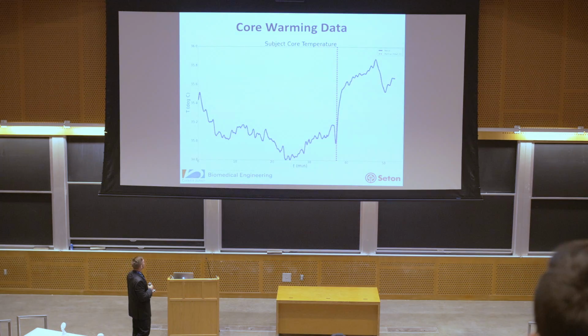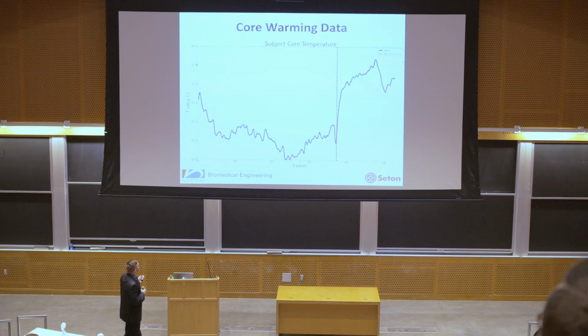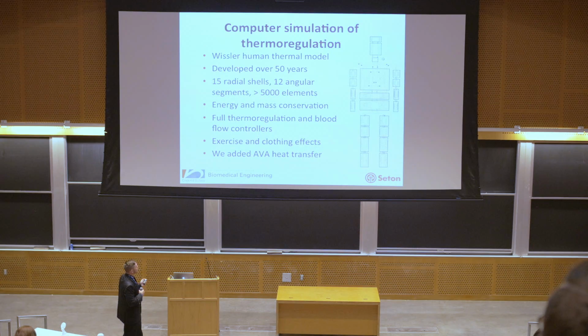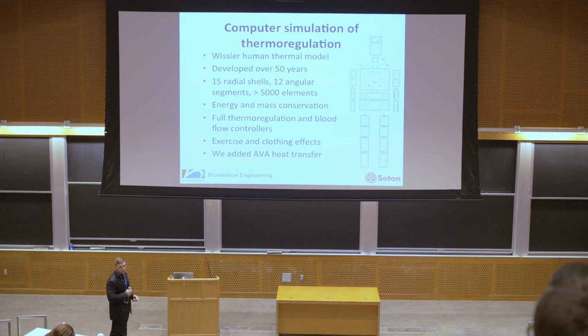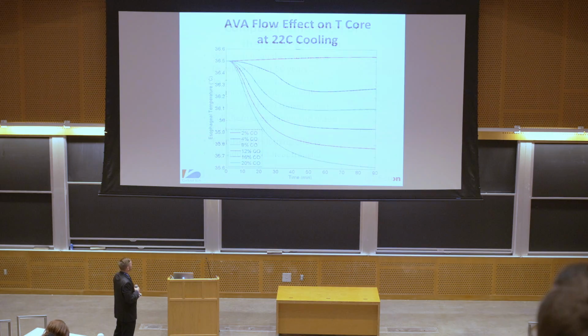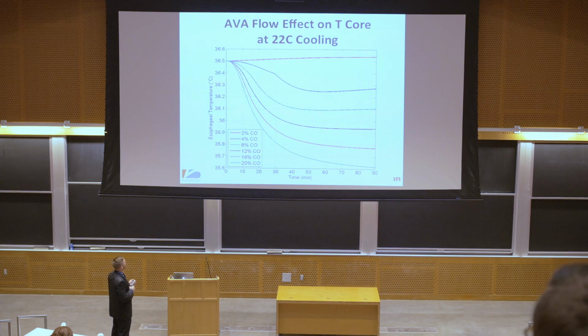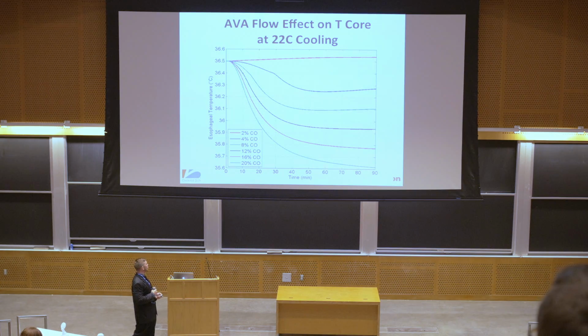More data, same type of stuff, just cooling, temperature. I do some computer simulation of this data. We have basically a circuit model of a human, with a bunch of nodes, and we analyze this computationally as well. So we add heat transfer through some software and see if it matches what we're seeing clinically to get more data points. This is basically just showing the percent of cardiac output with esophageal temperatures at 22 degrees Celsius cooling.